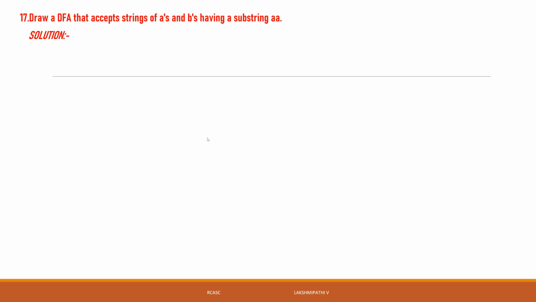What do we design? Draw a DFA to accept the strings of A's and B's having the substring AA. What is the minimum string? Anyone, in this problem, what is the minimum string? How can we find that minimum string? Anyone? Students, what is the minimum string?